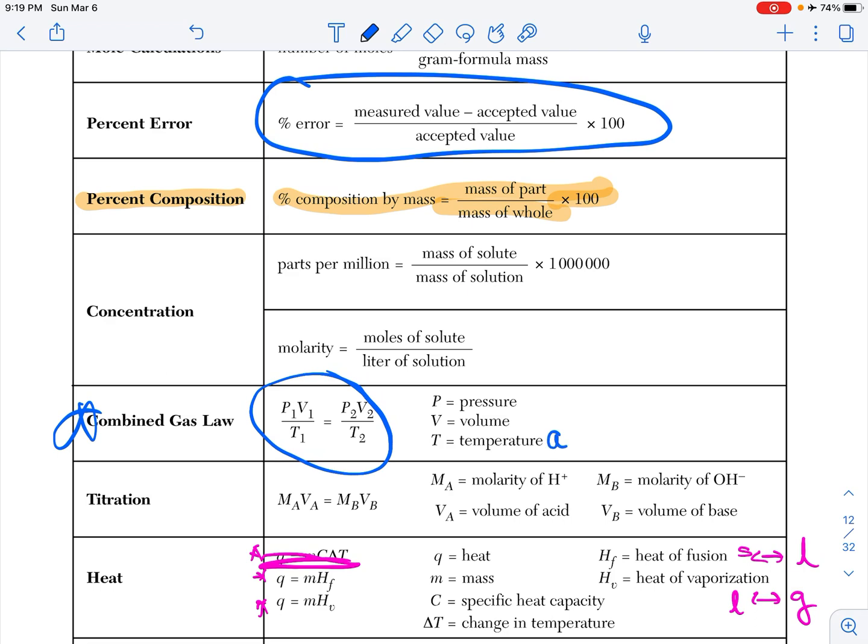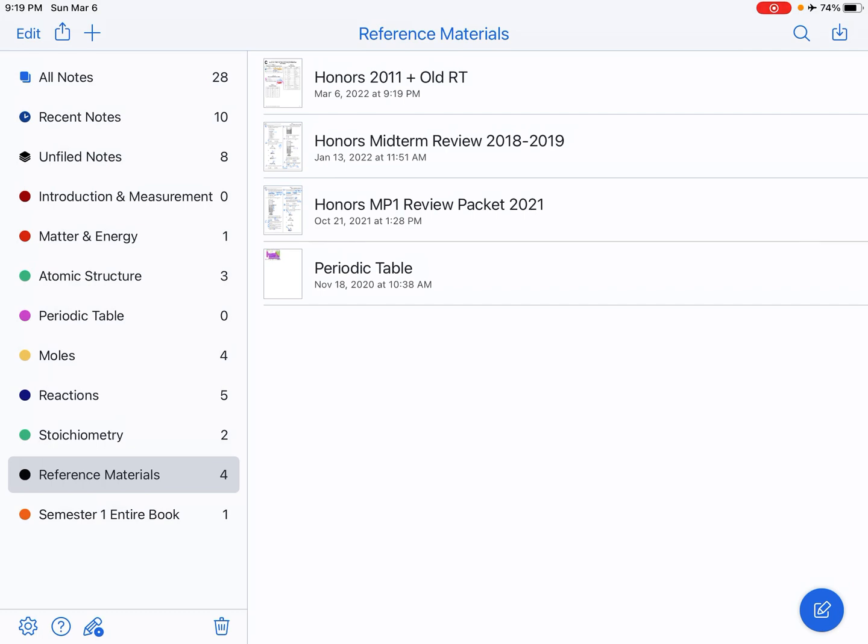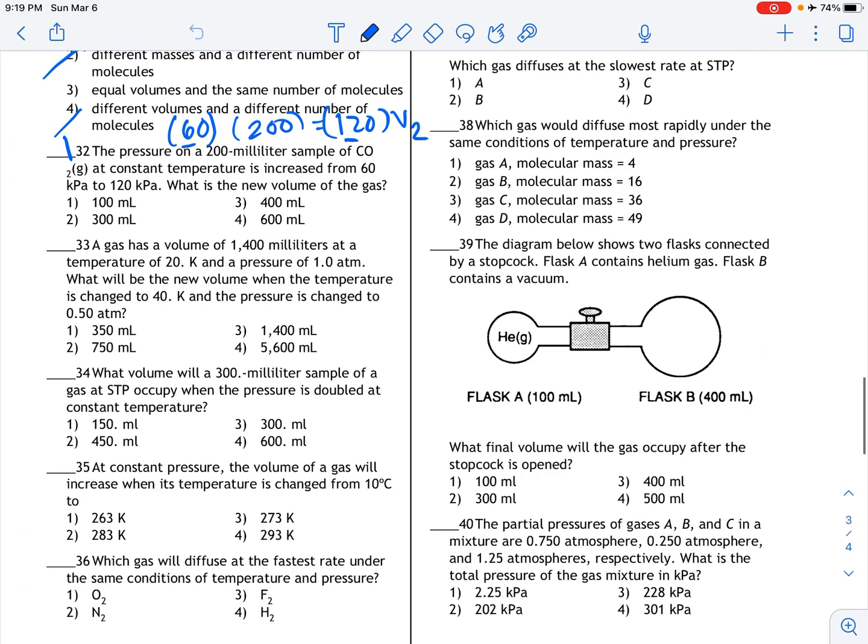And remember, temperature is always in Kelvin, because you cannot have temperatures like 0 degrees as our denominator. That's undefined. So we'll try to squeeze it in. 1 atmosphere times 1,400 over 20. We're looking for a new volume, so we have 0.5 atmosphere. Don't know volume, and our temperature is 40.